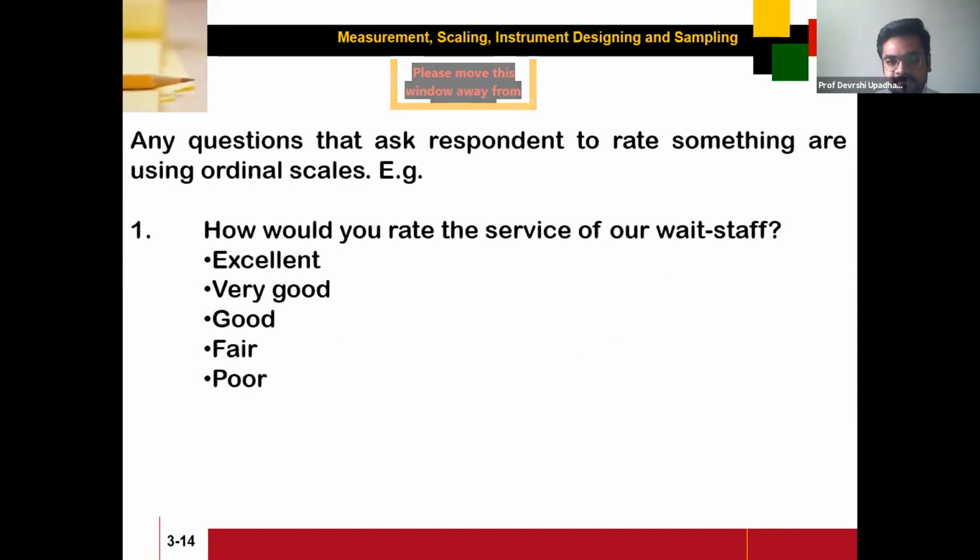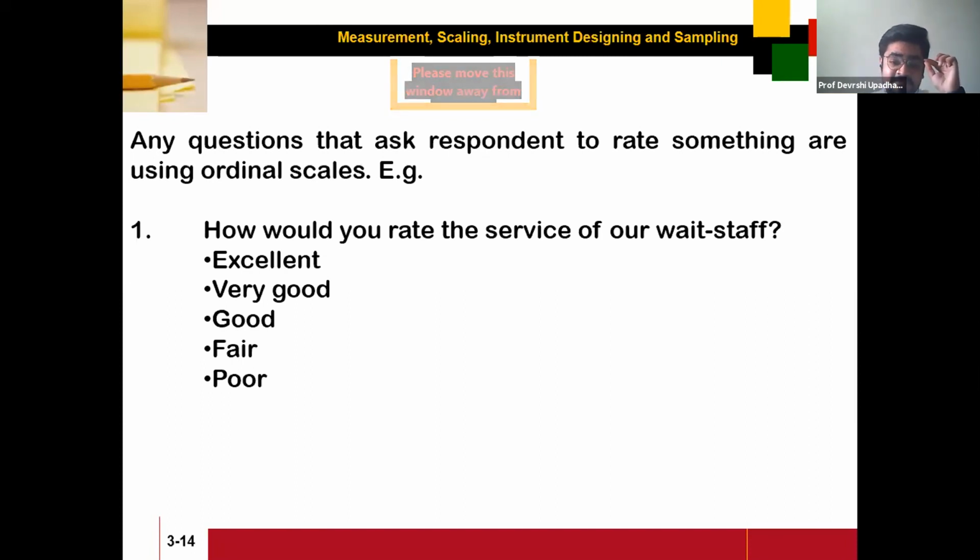Let's take a very small example: how would you rate the service of our wait staff? I have given a kind of Likert scale question, an ordinal scale in order. The first option is excellent, the second very good, the third good, the fourth fair, and the last poor. Out of these five, the respondent will select only one, so it is in order.